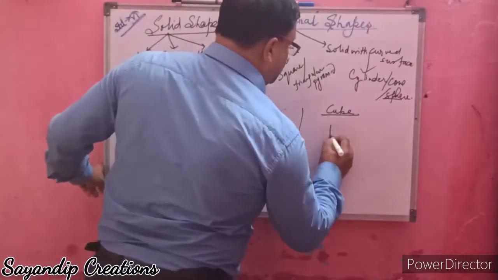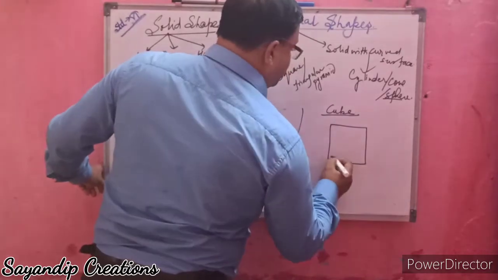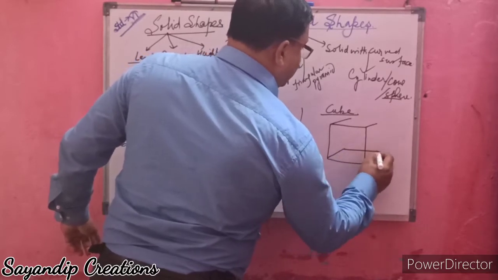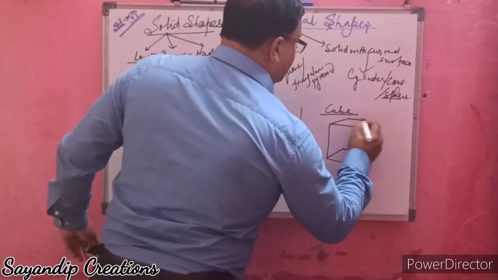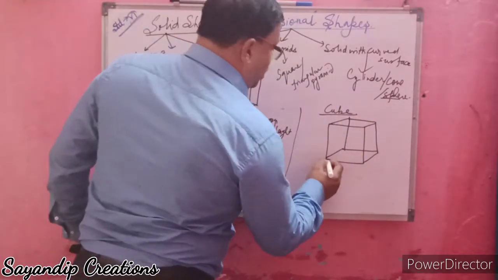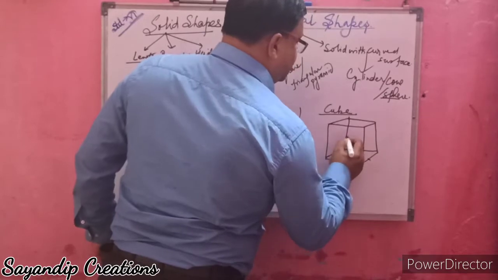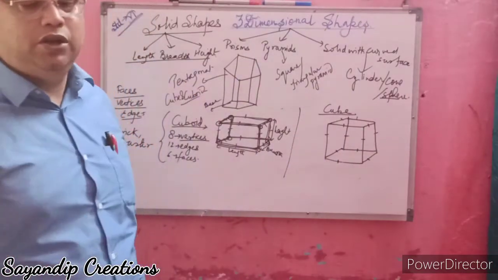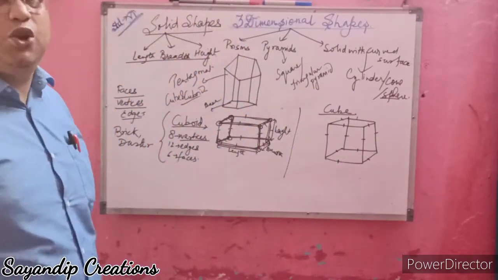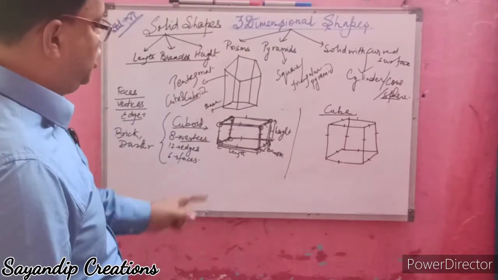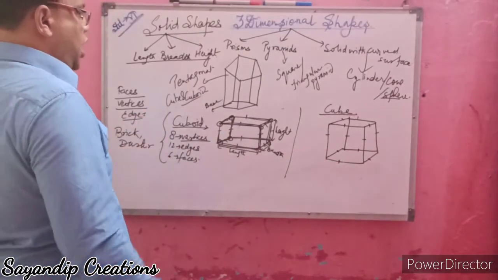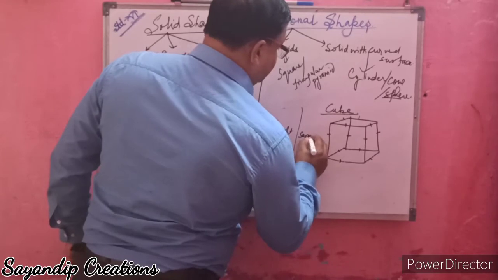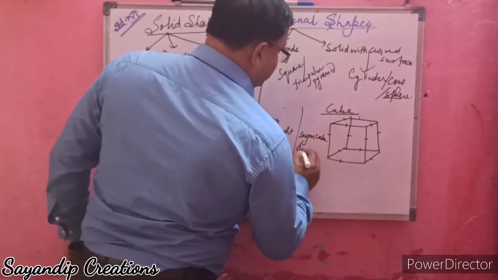A cube is one which has all length, breadth and all the edges of equal length. That means all are equal. Examples of cube are sugar cube, dice, etc.